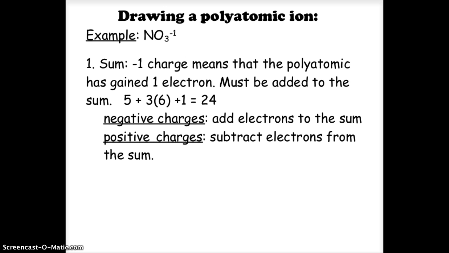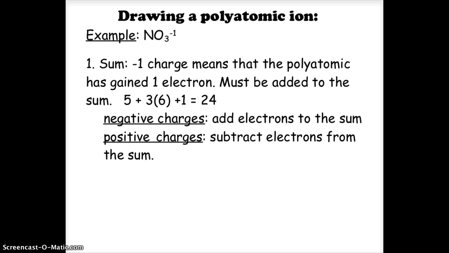Now, another example would be drawing a polyatomic ion. The nitrate polyatomic ion, NO3 with a -1 charge. Remember, -1 means that for that structure to happen, it gained an electron. So when we do the sum, we have to take a look at those charges. A negative charge means that you're going to add that number of electrons to your sum. If it was a positive charge like ammonium, NH4 with a +1 charge, we would subtract those electrons from that sum. It lost an extra electron to make that structure happen.